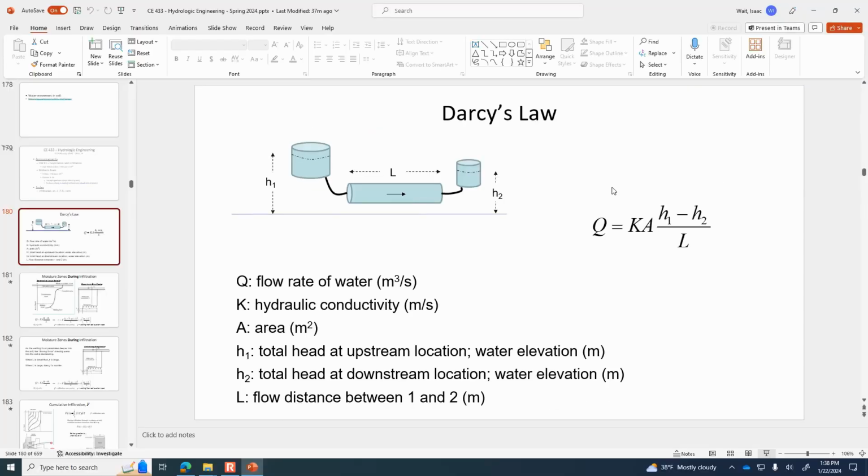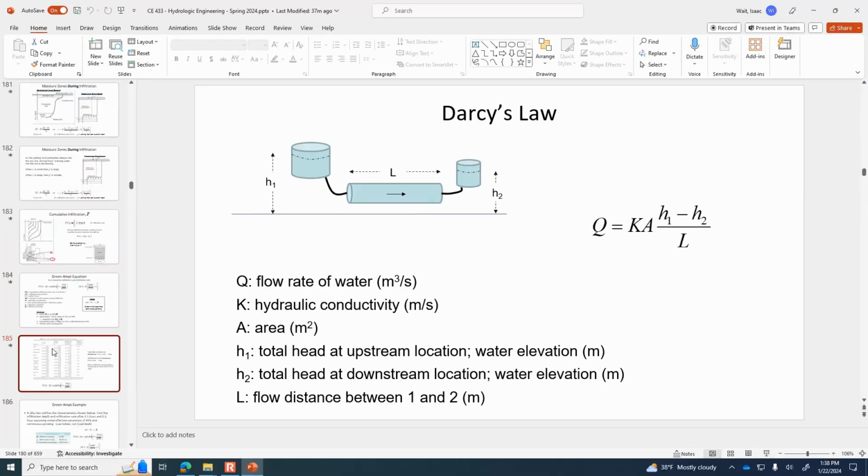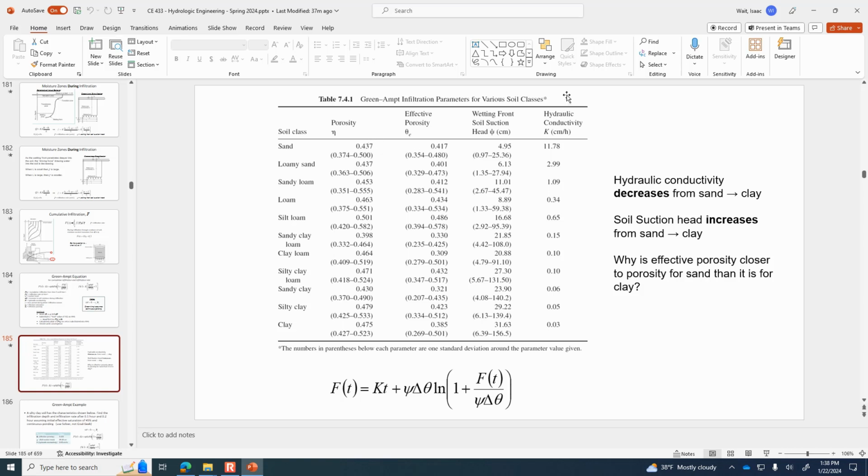And so if we jump back to this table again that I've given you the preview of, it has hydraulic conductivity. For example, sand would have a typical hydraulic conductivity of 11.78 centimeters per hour. And you can think of that as a velocity. Whereas at the other end of the spectrum, clay has a hydraulic conductivity of 0.03 centimeters per hour. So water moves through clay very, very slowly because the voids are so small.